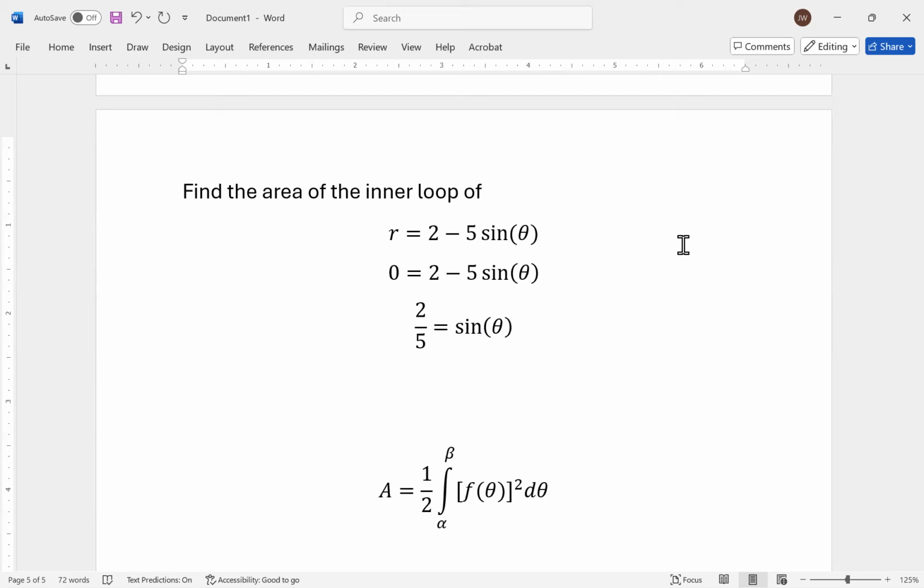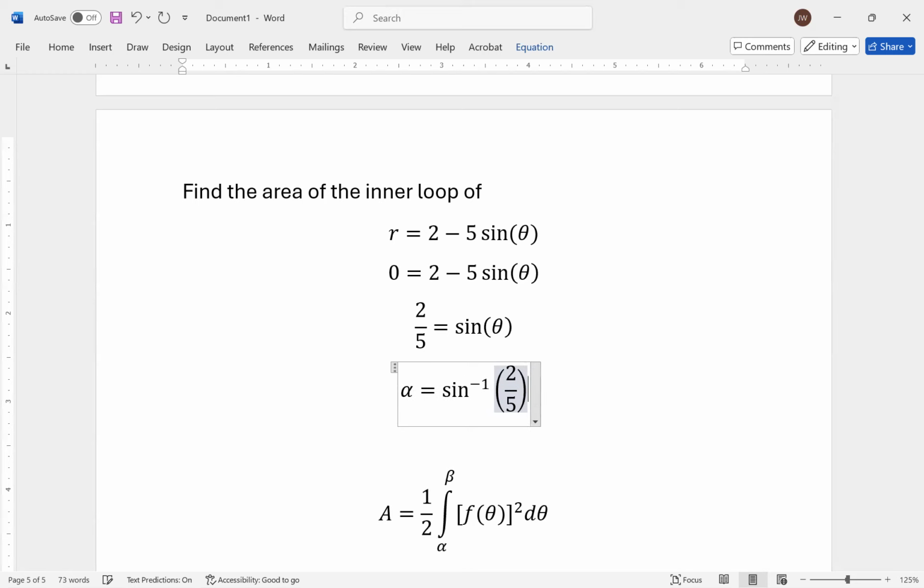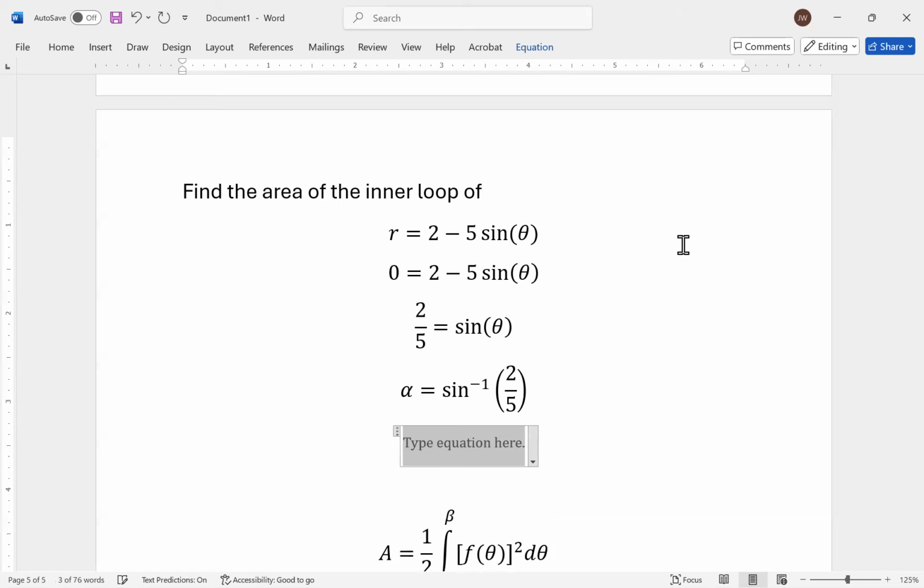So let me call that one alpha because that'll be what we get there. It'll be the sine inverse of 2/5. All right. And again, that's approximately 0.41. And then the beta, well, how am I going to get that? We have to remember our properties of the unit circle.